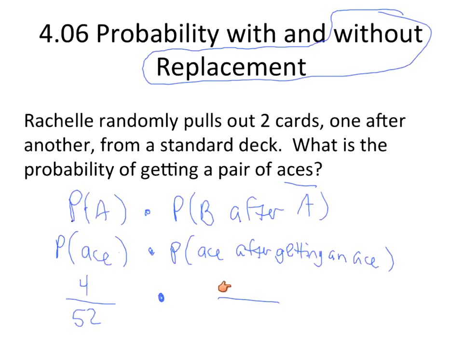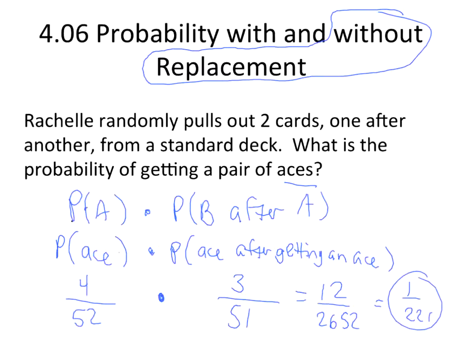Okay, so stick with me for a second. You already have the first ace in your hand. Is everybody with me? How many aces are left in your deck? 3. Fabulous. Yes, 3. You have an ace in your hand. How many total cards are left in your pot? 51. Great job, yes. Perfect. That's what B after A means. It means there's going to be 1 less in the pile. Done. So that answer would be 12 out of 2652, which is 1 over 221.